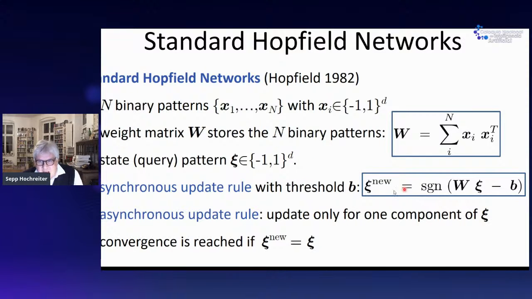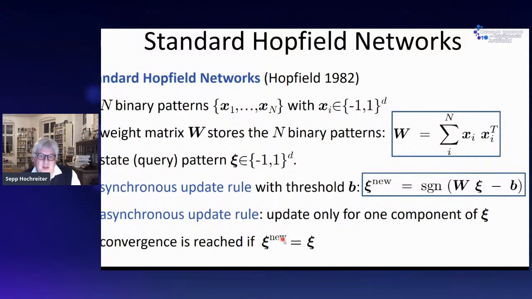And now you do an update. Here I show you the update rule. The new state is the old state multiplied by this matrix, which is just the outer products of these stored vectors, minus some offset b, and then you take the sign. If you use 0, 1, otherwise you have to take 2 times the sign minus 1. And this would be the synchronous update rule, where all components of Xi are updated at once. There's the asynchronous update rule, where you choose only one component and do this update.